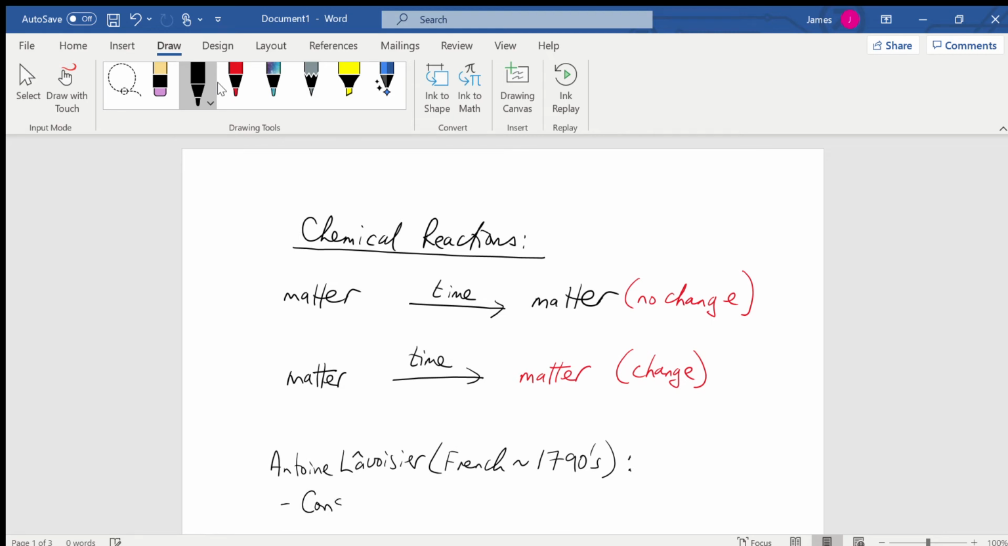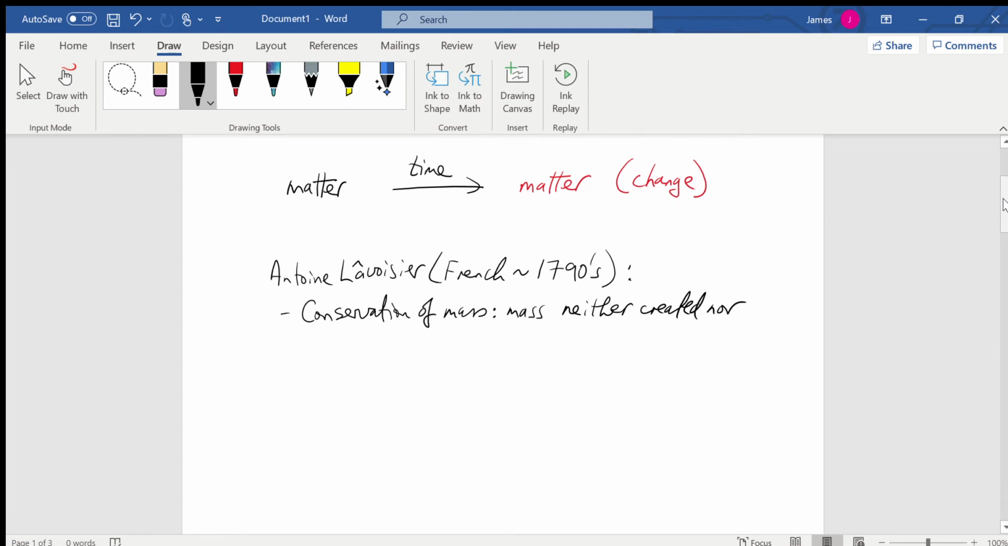So conservation of mass, which essentially means mass. I'm using mass here. You can use matter as well interchangeably, although they're slightly different things. Neither created nor destroyed, but can be converted to other forms.